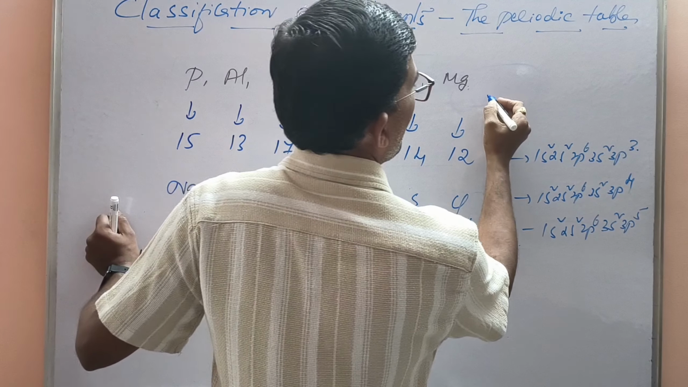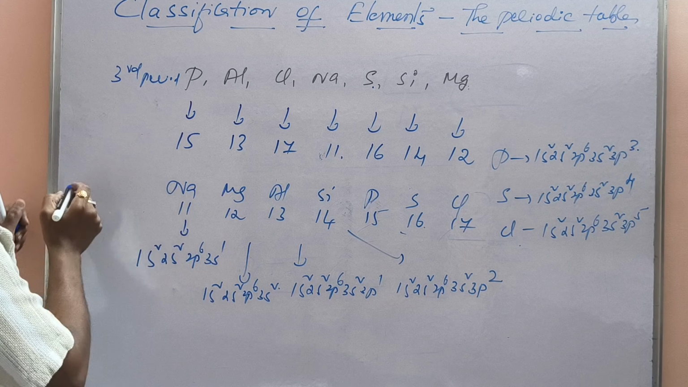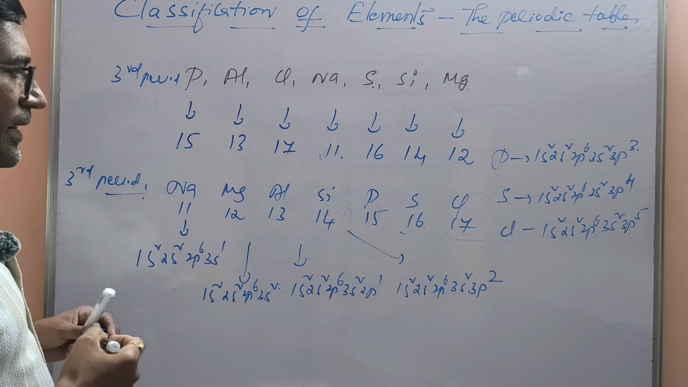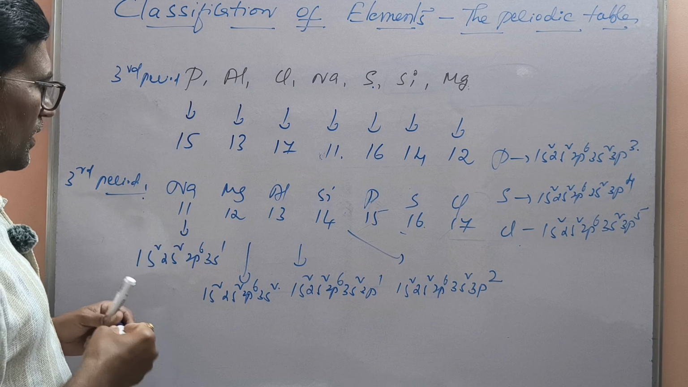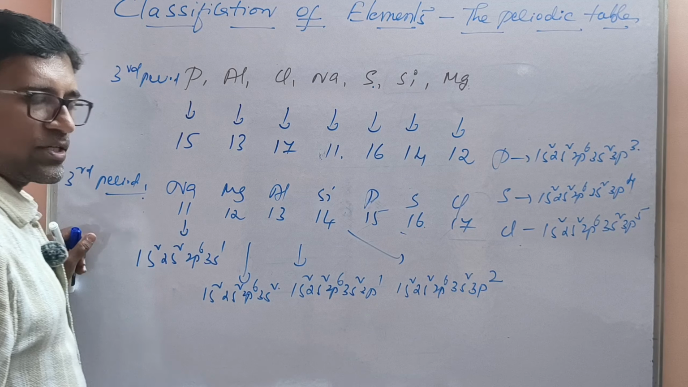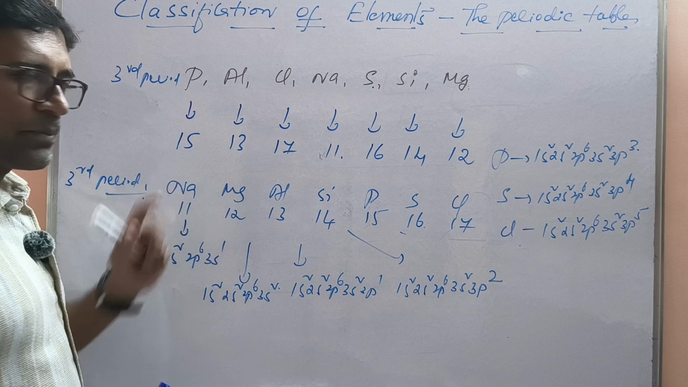All these belong to the third period. I will write it here: third period. All these elements come under the third period: sodium, magnesium, aluminum, silicon, phosphorus, sulfur, chlorine. The last element, not mentioned here, is argon actually. So all these are under the third period.